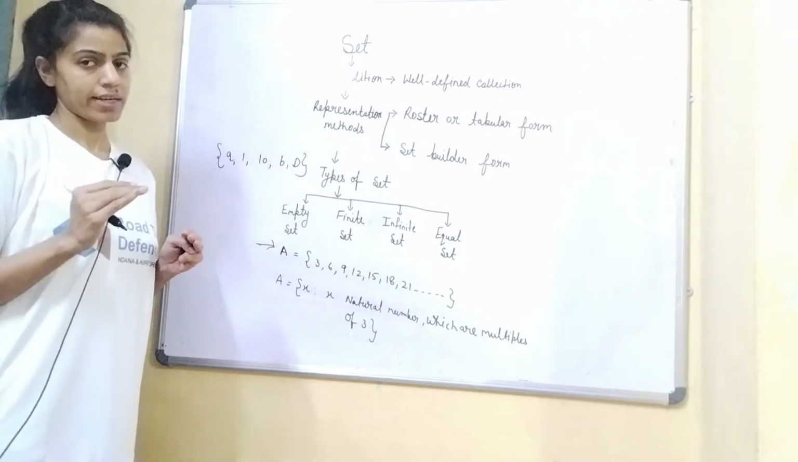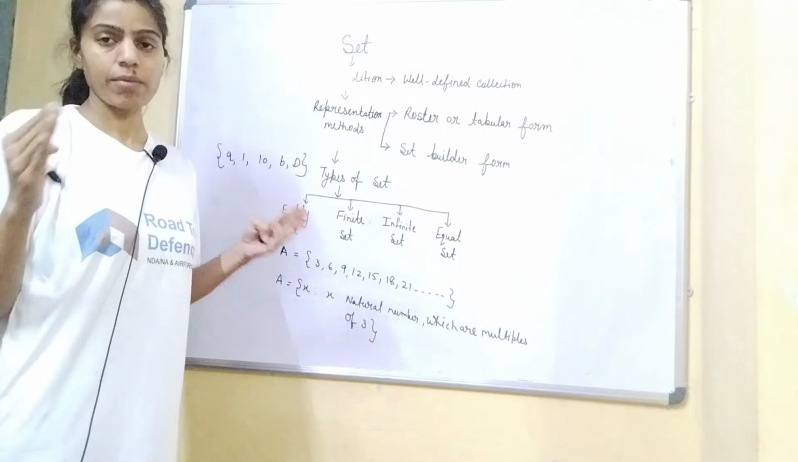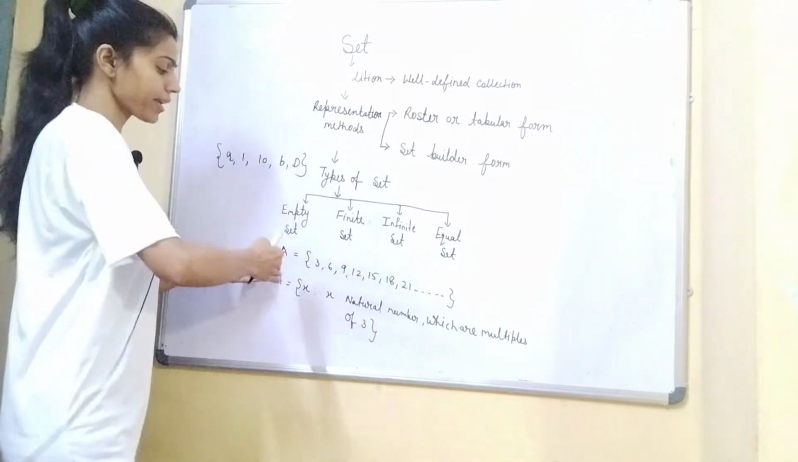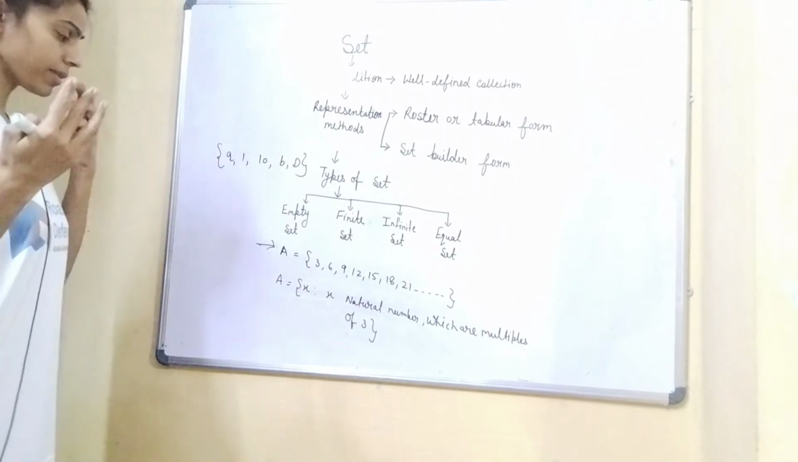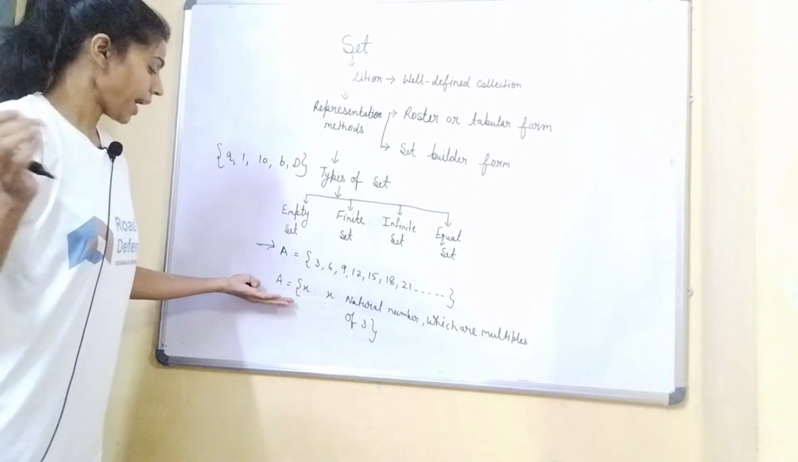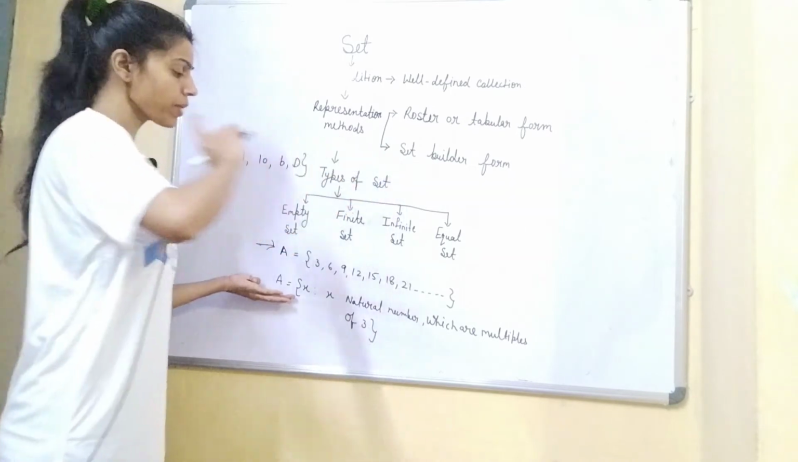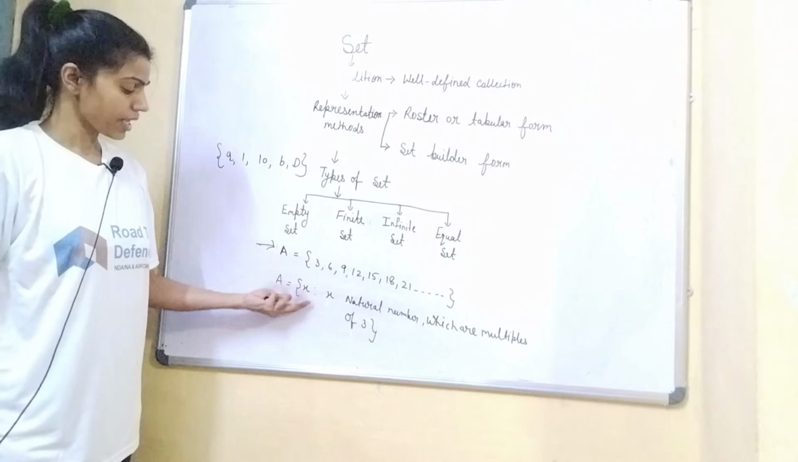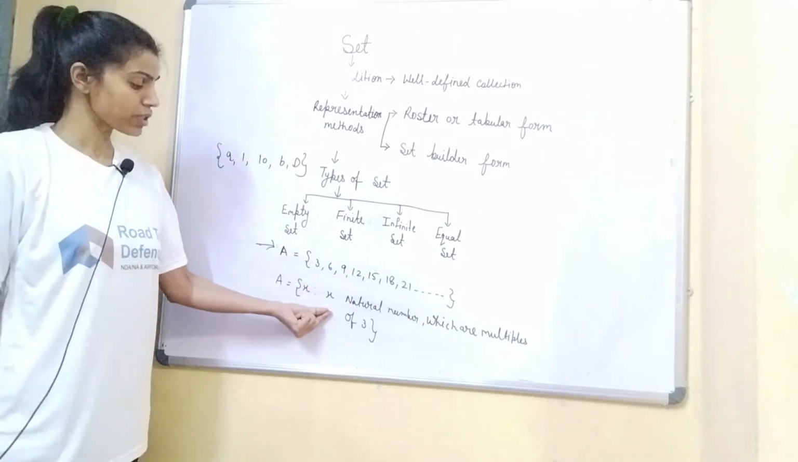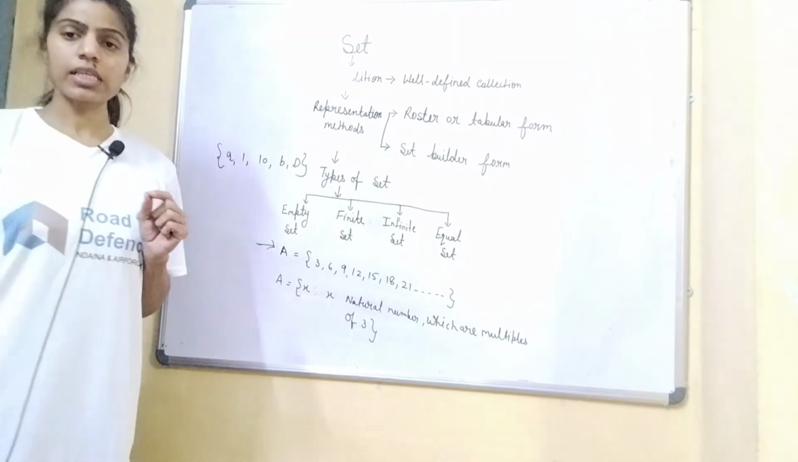If there are a finite number of elements, then we write all the elements. If there are infinite elements, then we write a few elements and the same pattern is followed. And if we have to write it in set builder form, then we write A, there is a set A which is equal to x, where x is a natural number which is a multiple of 3. So in this way we are writing.